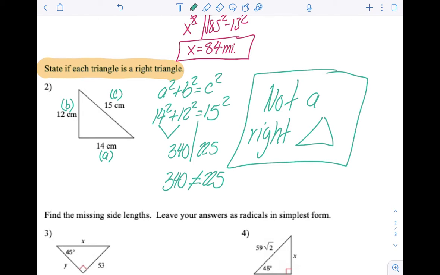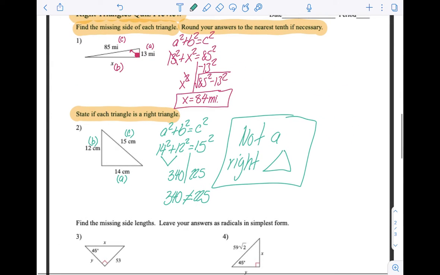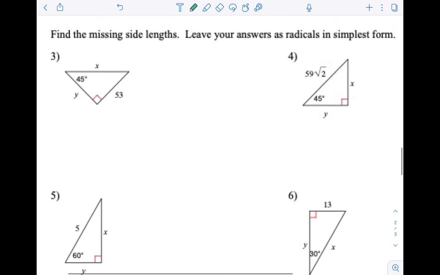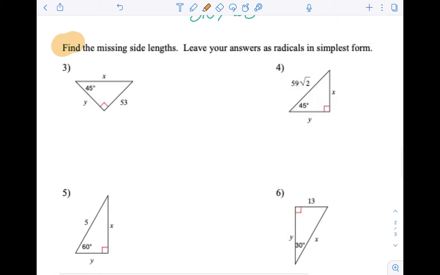Not a right triangle for number 2. Okay? So these are two kinds of problems you're going to see in your quiz, right? So let's go to the next set of numbers. This says find the missing side lengths, leave your answers as radicals in simplest form.